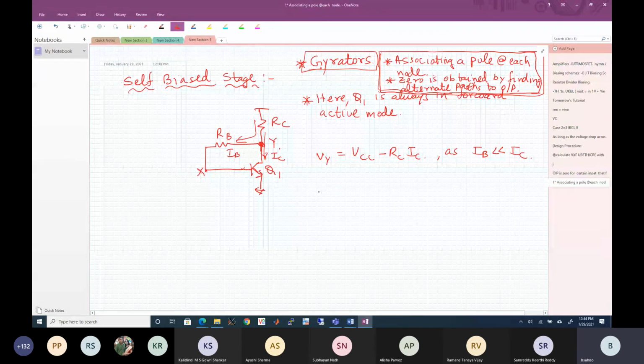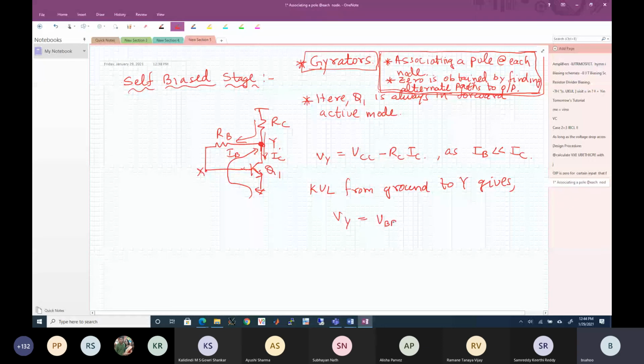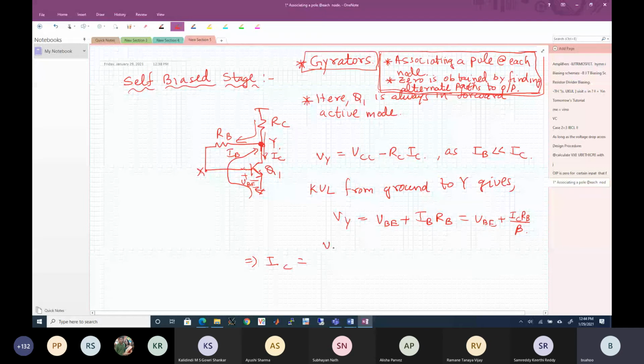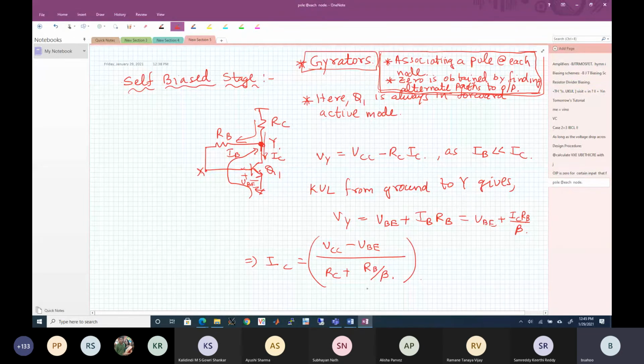And also we can rewrite this Vy if I write the KVL along this loop. KVL from ground to Y gives Vy equal to VBE plus IB times RB, which is equal to VBE plus IC RB by beta. Okay, so by equating these two, IC equals (VCC minus VBE) divided by (RC plus RB by beta). So this is one biasing scheme. This is the third biasing scheme.